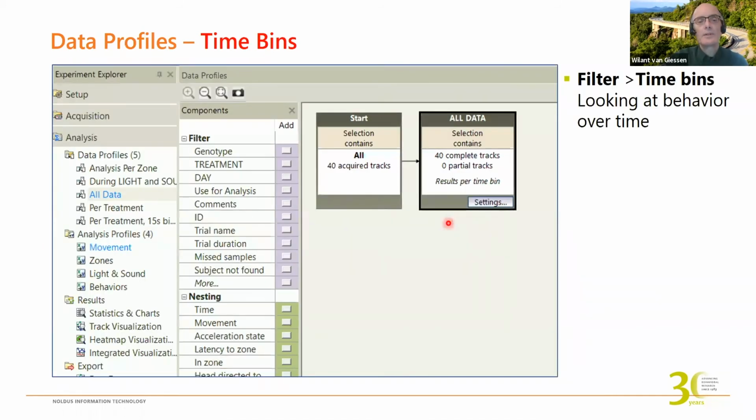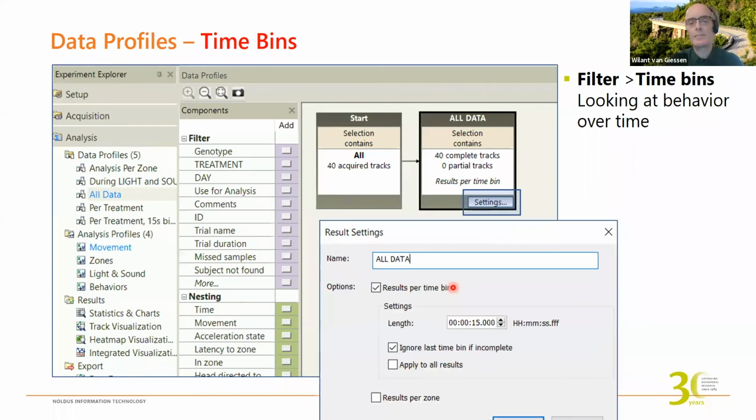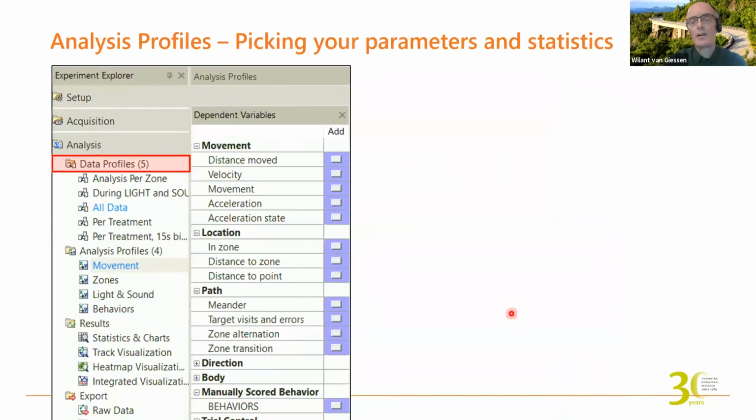So that was nesting. Now we move on to time bins, and you don't pick that up anywhere under filtering or nesting. We go to settings, and you click on the box for results per time bin. You indicate how many seconds it needs to be, or minutes, depending on your experiment, of course, and ignore the last one if it's not exactly, in this case, 15 seconds. So that's how you chop it up in time bins.